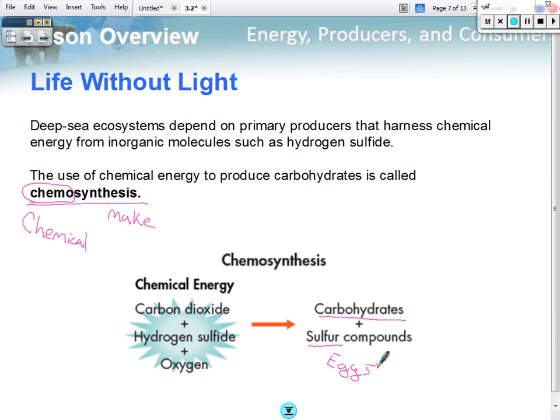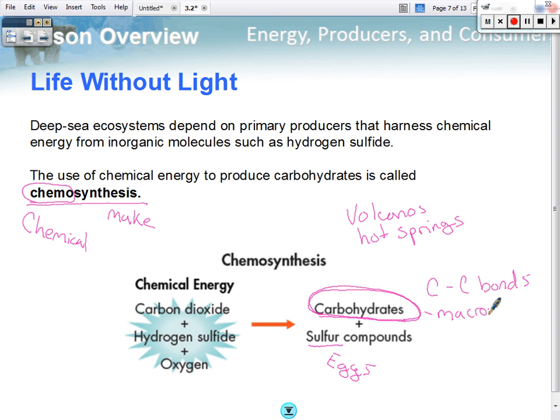And a lot of times, if you ever get towards volcanoes or hot springs, it kind of smells like eggs, and that's why, because that sulfur is being produced. If you notice in both of them, the carbohydrates is the main thing being made, and remember, carbohydrates are the main source of energy because of the carbon-to-carbon bonds. And that is one of our macromolecules. See what we learned before coming back to us?